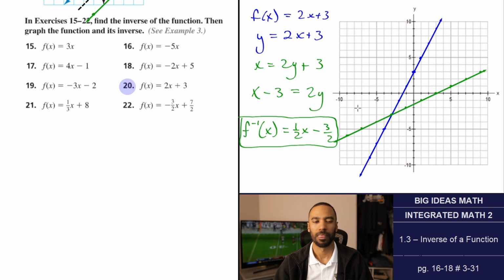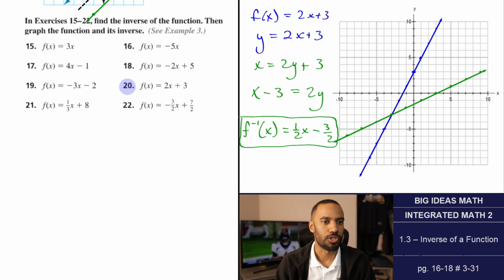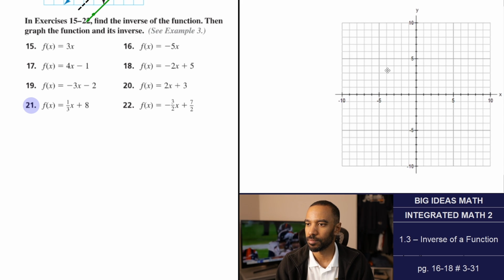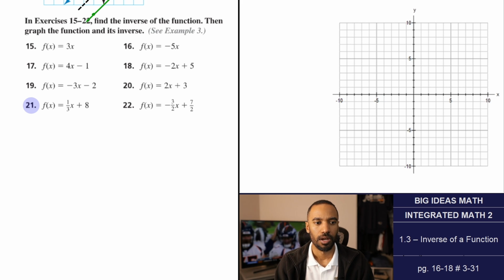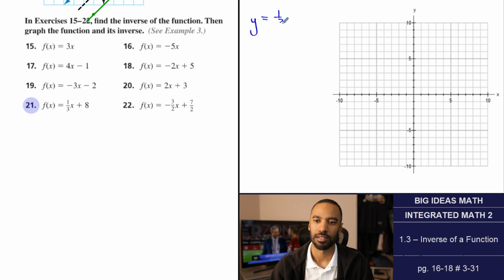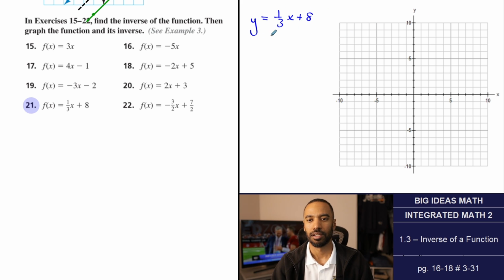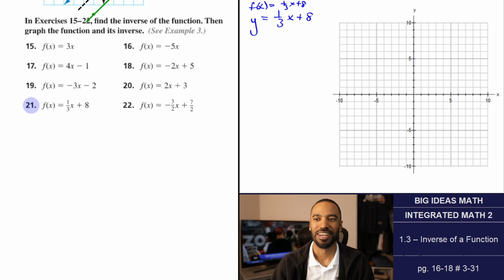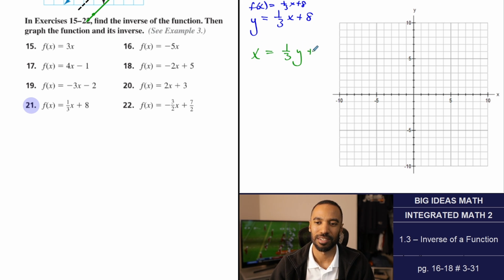Okay. There are those two. I have 2 more on this part. Number 21. Y equals 1/3 x plus 8. Let's swap that. I should have written f of x equals. Sorry. And then let's go ahead and swap that. X equals 1/3 y plus 8.